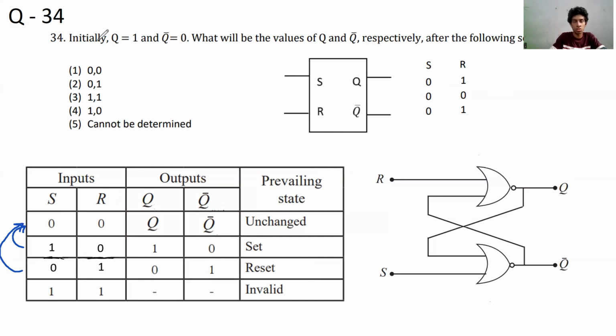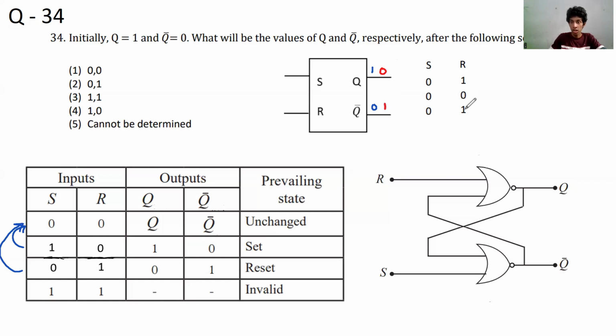So in this question they have mentioned initially Q equals 1 and Q bar equals 0. What will be the values of Q and Q bar respectively after the following sequence? So here initially S equals 0 and R equals 1. That means the reset button is pressed. So when the reset button is pressed, Q will be reset to 0 and Q bar will become 1. And in the next step, the reset button is released. So therefore, S becomes 0 and R becomes 0. So therefore, Q will remain at 0 and Q bar will remain at 1.